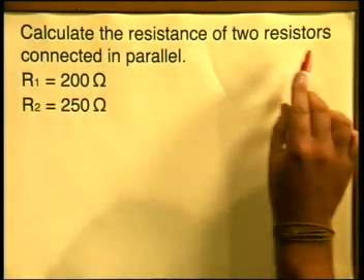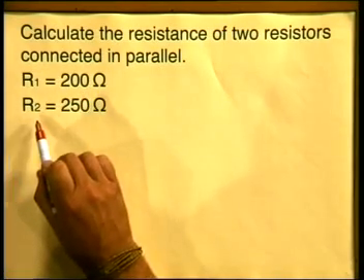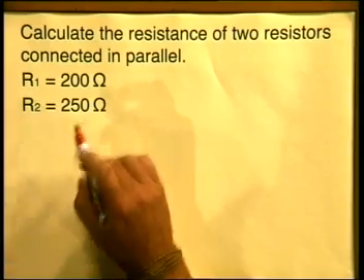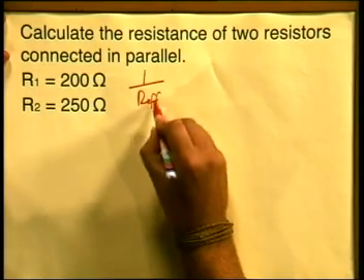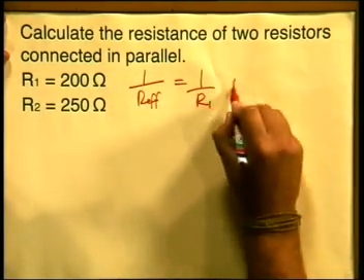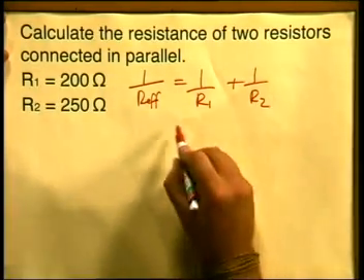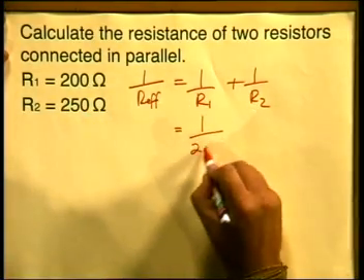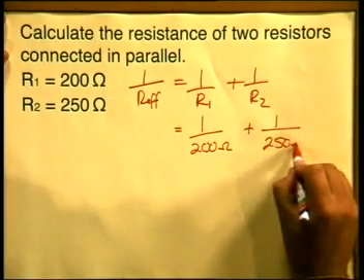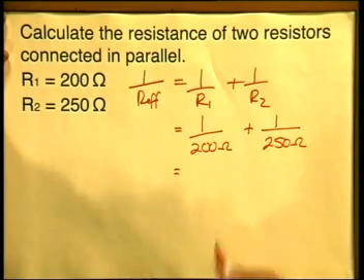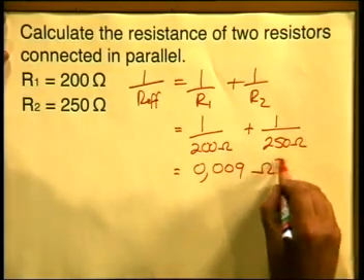Calculate the resistance of two resistors connected in parallel. R1 has a value of 200 ohms and R2 has a value of 250 ohms. Well, the first thing we must do is write down our formula. 1 over R effective is equal to 1 over R1 plus 1 over R2. Let's now substitute in the values for R1 and R2. So it's 1 over 200 ohms plus 1 over 250 ohms. Use your calculators and you should be able to get an answer of 0.009 ohms to the minus 1.